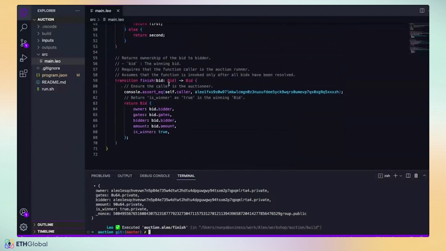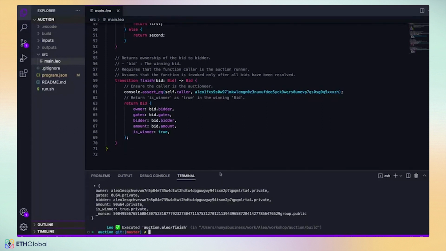And then finally, we have a transition called finish, which takes in a bid and updates its state to indicate that it's a winning bid. And this function, we also want to restrict so that it's called only by an auctioneer. So we check that only an auctioneer can call it. And we essentially return the same data that was in the original bid, except flip the flag is winner to be true.